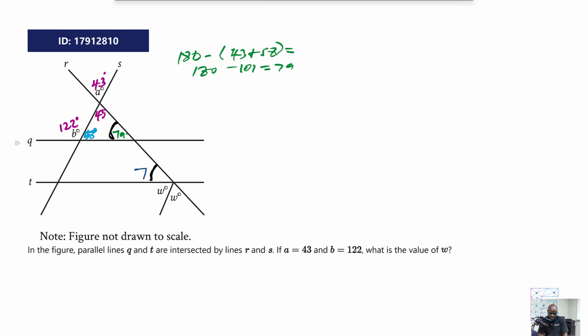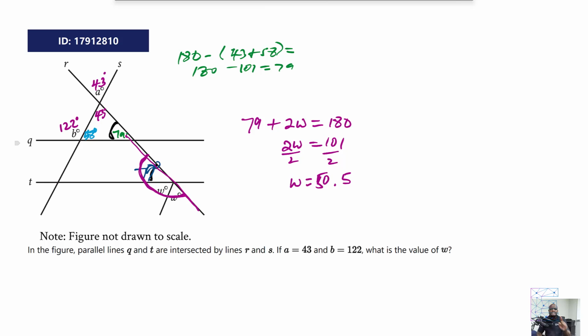This is 79 degrees. Because of that, we can then look here and see that these angles add up to 180 as well because they form a straight line right there. So 79 plus 2w, w plus w is 2w, equals 180. Subtract 79 from both sides, so 2w equals 101. Divide both sides by 2, and w ends up being 50.5. And that's the answer to this. Boom shakalaka.